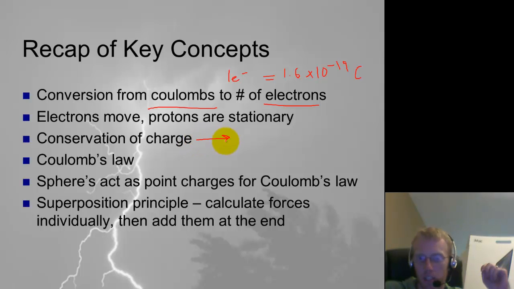Along with conservation of charge is the idea that positive and negative cancels each other out. So if you start with 20 positives and 10 negatives, what you really have is a charge of plus 10, not a charge of 30. Like the charge, you have to say what sign it is. You can't just say an amount without saying what sign it is. Okay, Coulomb's law, that's the equation. F electric equals K Q1 Q2 over R squared.